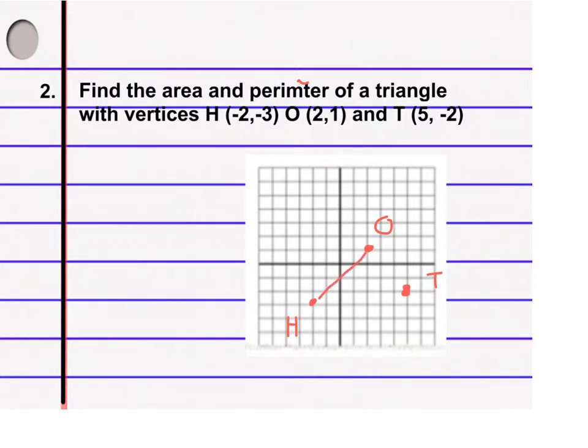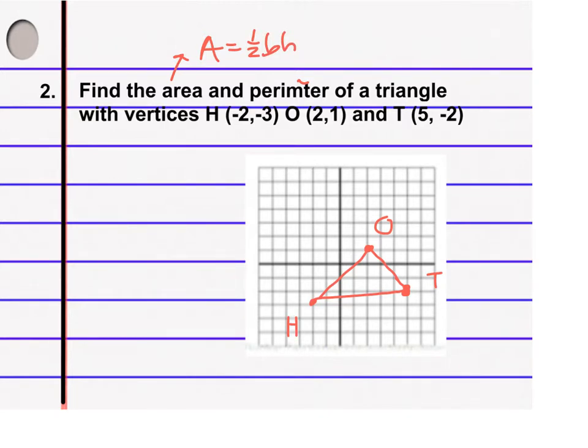So we have triangle HOT. Okay, so find the area and find the perimeter. So we don't have a lot of information to go on. I know for area of a triangle, area is 1/2 base times height. That's my formula.